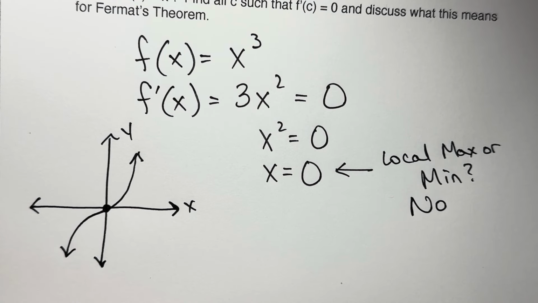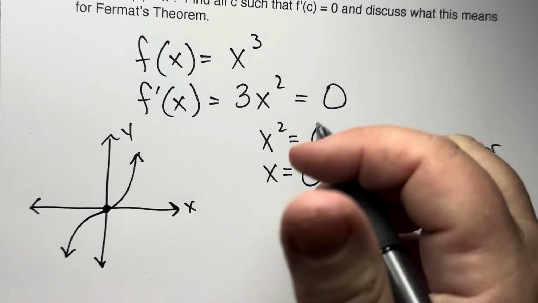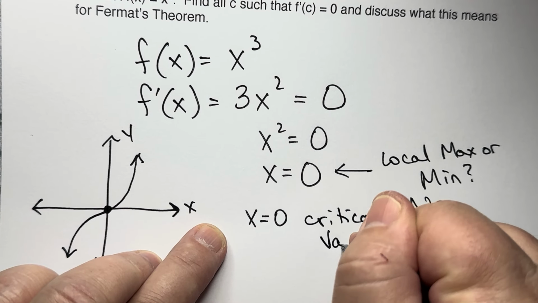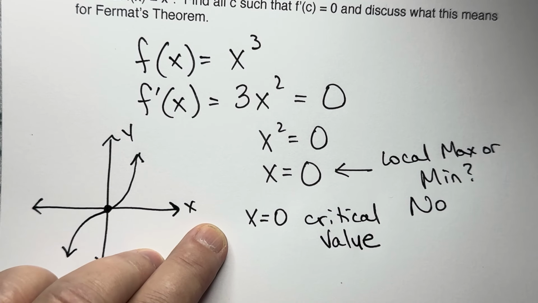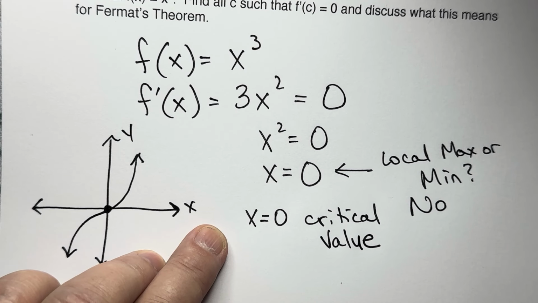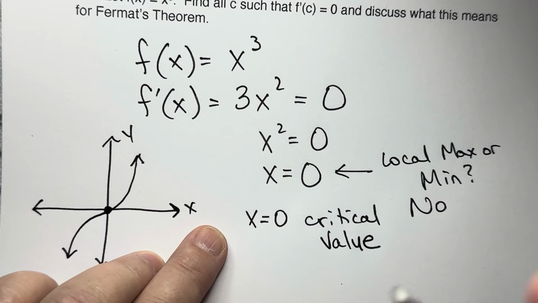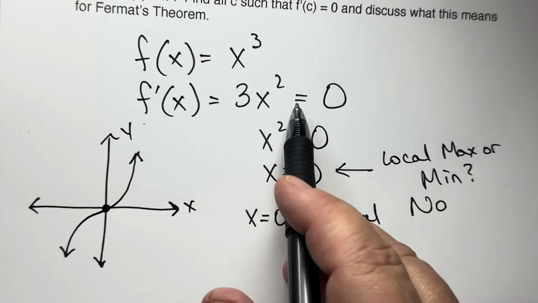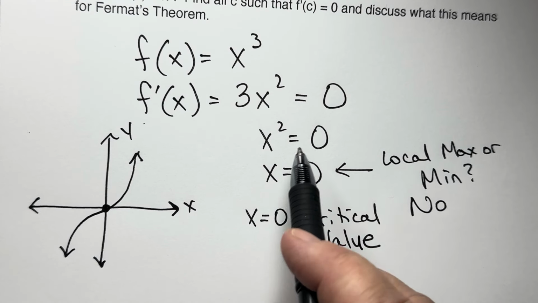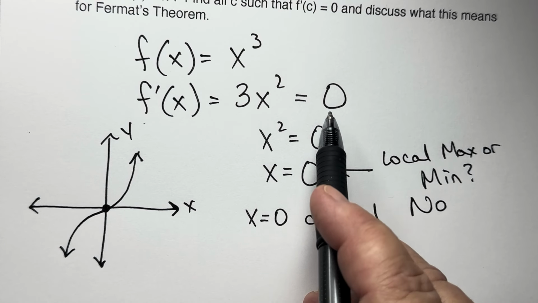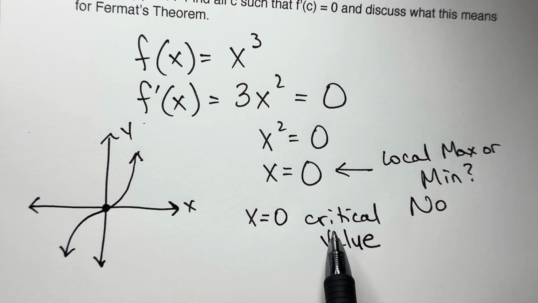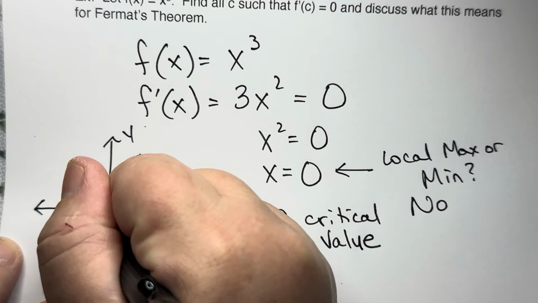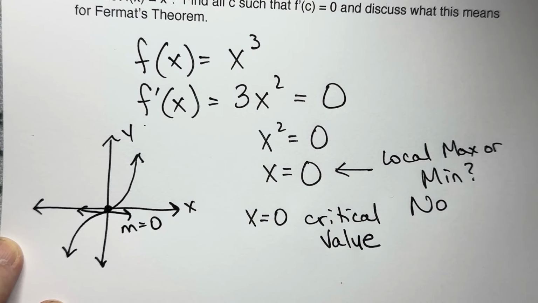So now I need to give you a phrase. X equals 0 is a critical value. I think the book calls it a critical number. I'm trying to remember what the book calls it. I call it a critical value, and basically that means that you find the derivative, you set it equal to 0, you find all the points where the first derivative equals 0, and then that's a critical value. And that means that, yes, the slope is in fact, oh, that's a terrible drawing, but take my word for it. That means m equals 0.